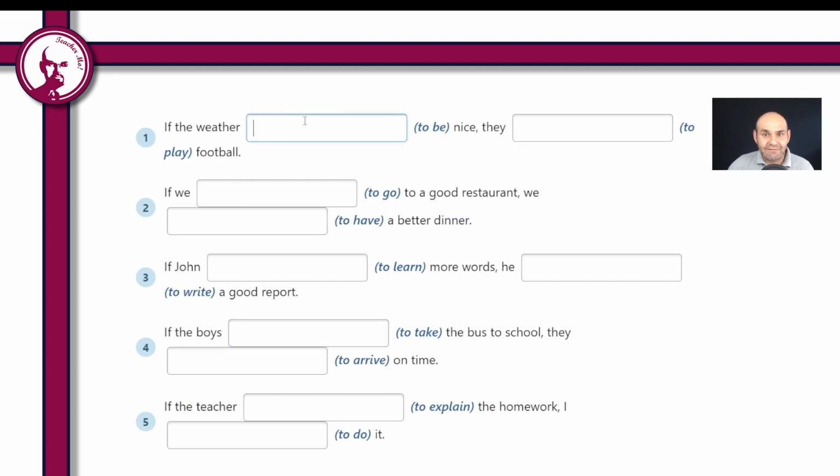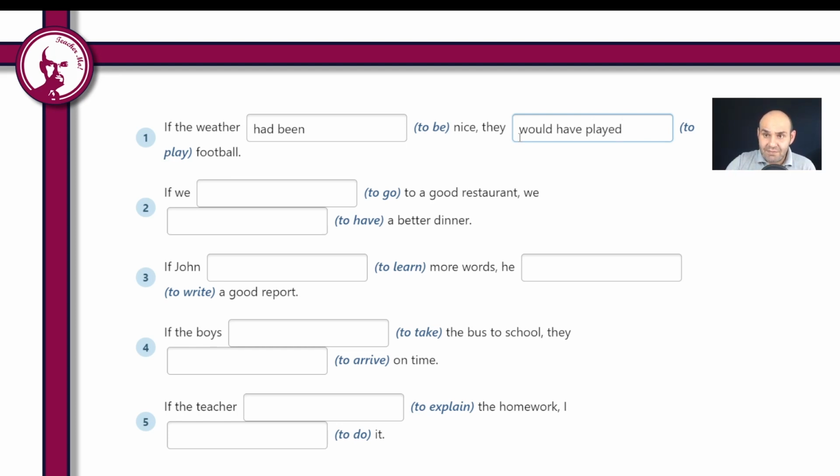Exercises. If the weather, past perfect, had plus past participle form of the verb in the if clause. So if the weather had, what is the past participle form of the verb be? Been. If the weather had been nice, they would have, they would have plus past participle form of the verb. They would have played football.